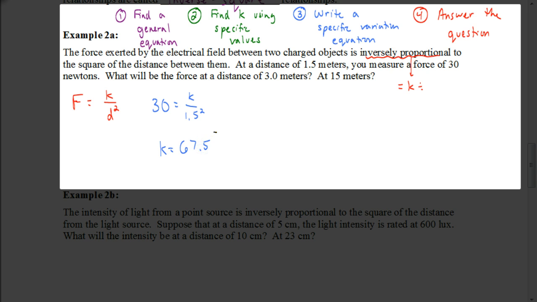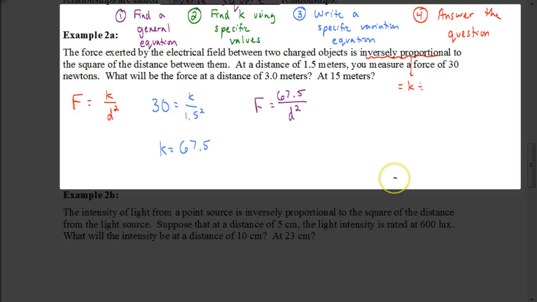So now we're ready to move on to step two. Step two is where we're going to be writing a specific equation. So I'm going to take my answer from step one, that f equals k divided by d squared. I'm going to take just the k that I got in step one. I don't need the 30 and the 1.5 anymore. I am done with those two numbers. So my equation is just f equals 67.5 divided by d squared. And now I can use that equation to answer the questions.